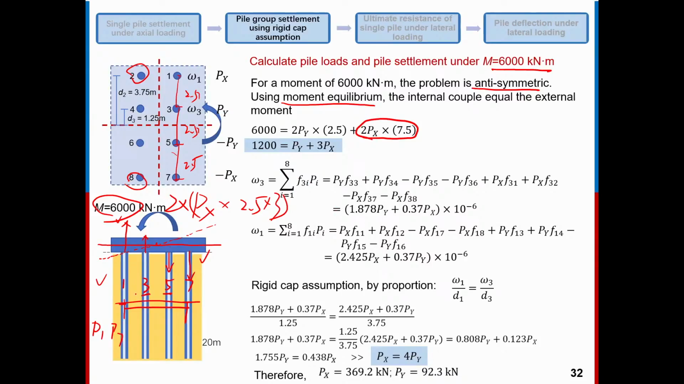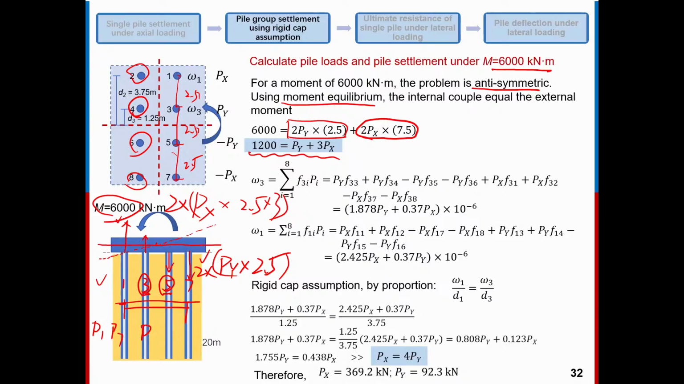And similarly, for this pair, pile 3 and pile 5, we will have Py, right? Because the force is Py. The Py multiplies the distance 2.5, right? Then multiply another 2, because we have another pair here, 4 and 6. So this is the first item here as shown, right? We further simplify it and get this equation. From this equation, we already have one relationship between Py and Px, right?